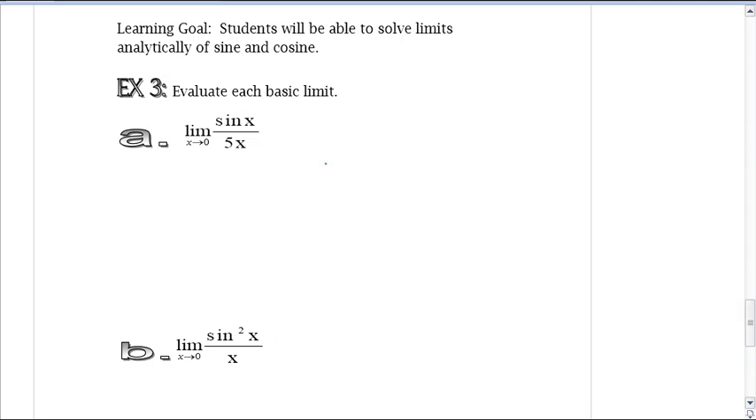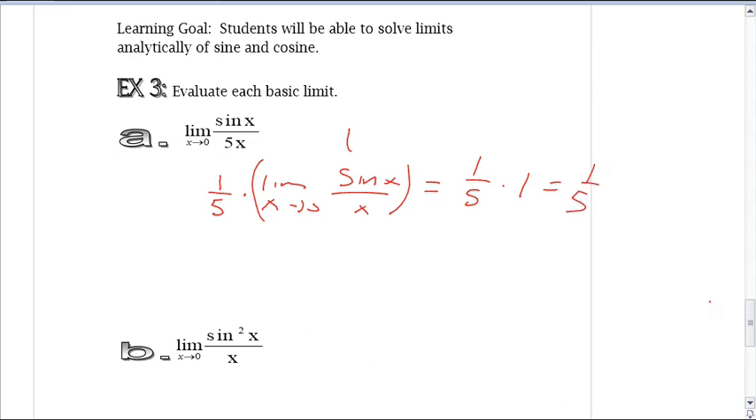Alright. It says evaluate each basic limit. Okay, so we're going to use limit properties here. We sort of used them earlier as well when we were plugging in. So I could rewrite this. I can say that this is 1/5 times the limit as x approaches 0 of sine x over x. And we know that this right here, due to our theorem, is equal to 1. So we just simply have 1/5 times 1, which is equal to 1/5.